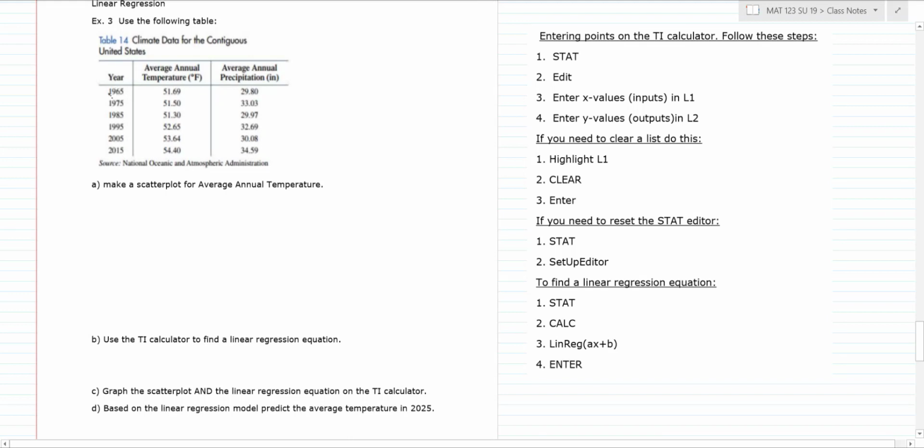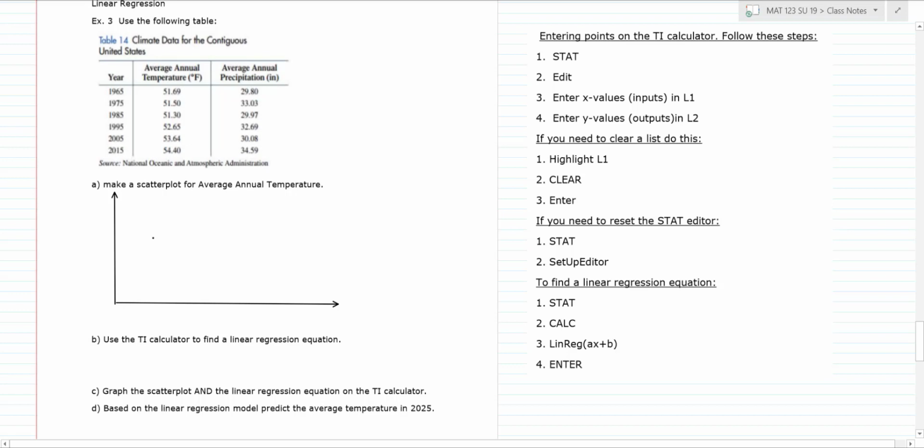So this is climate data. This is giving you the years, this is giving you the average annual temperature in Fahrenheit, and this is the annual precipitation. A lot of times if we're doing scientific analysis, we do data analysis and we try to find mathematical relations. So the first thing we're going to do is a scatter plot. When you do a scatter plot, usually all you need is just the positive x-axis and the positive y-axis. So it's going to go like this.